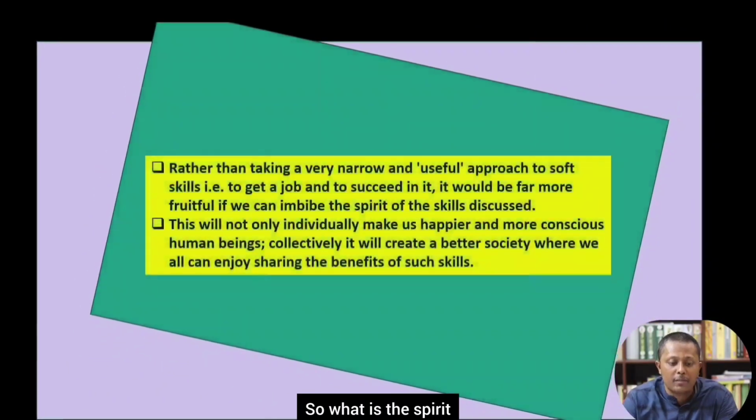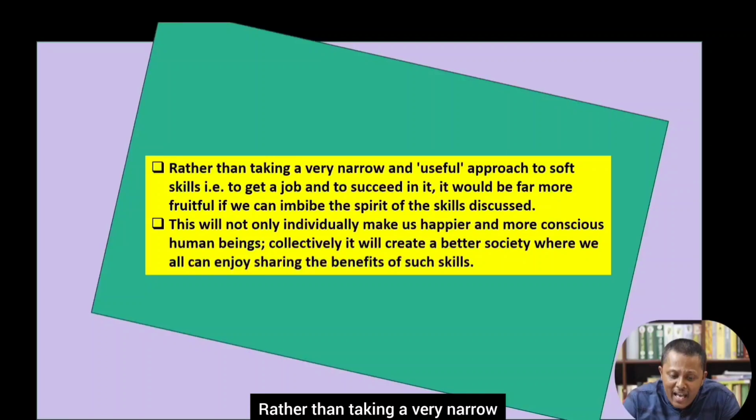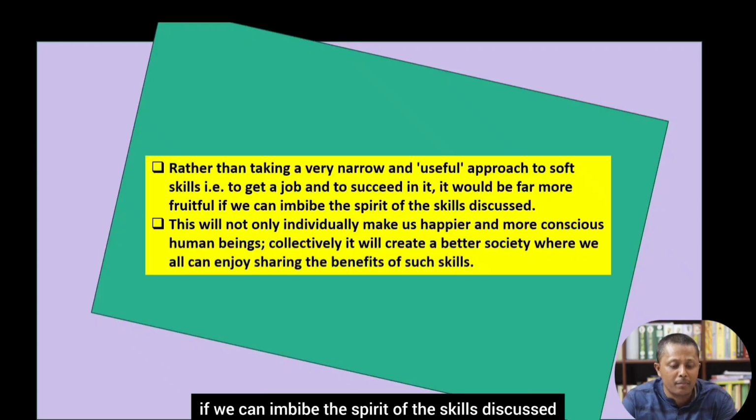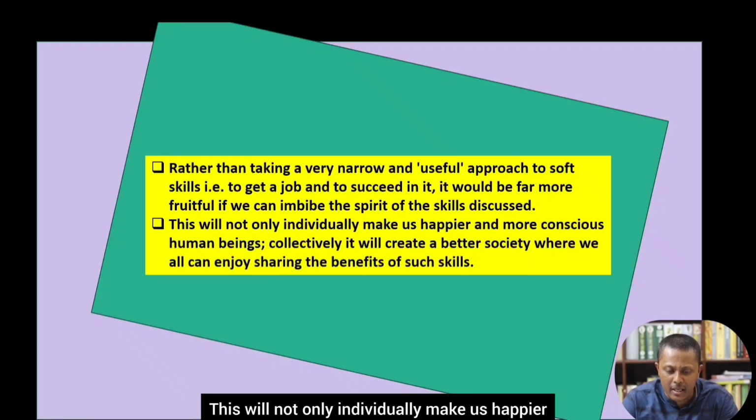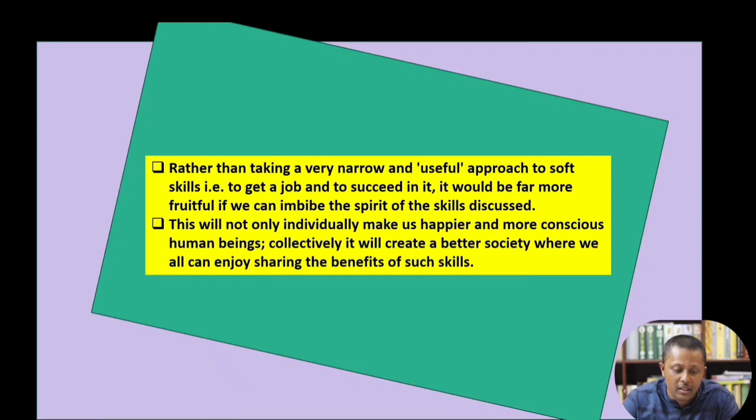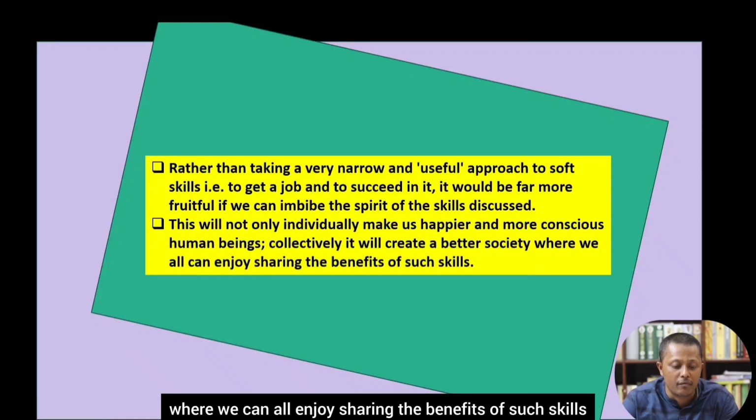So what is the spirit? Rather than taking a very narrow and utilitarian approach to soft skills, that is to get a job and to succeed in it, it would be far more fruitful if we can imbibe the spirit of the skills discussed. This will not only individually make us happier and more conscious human beings, collectively it will create a better society where we can all enjoy sharing the benefits of such skills.